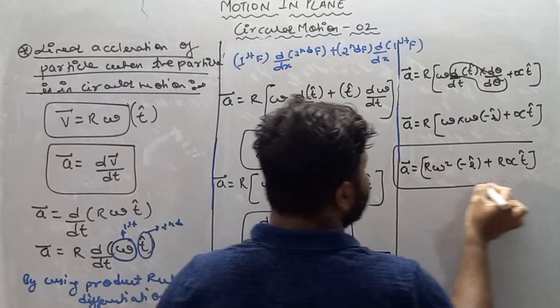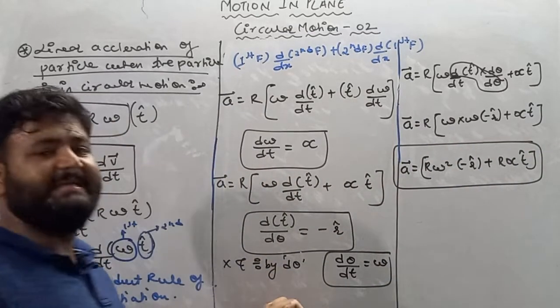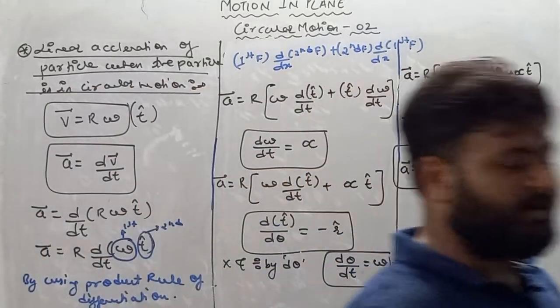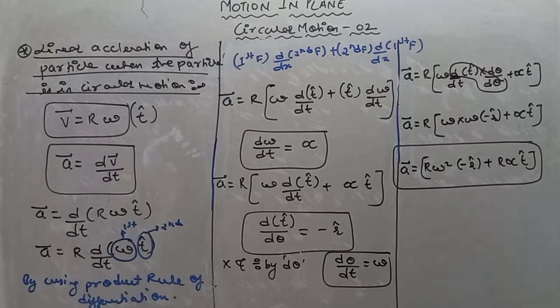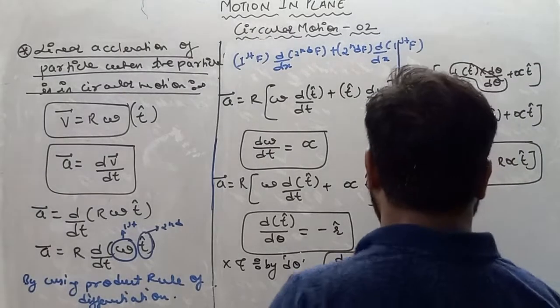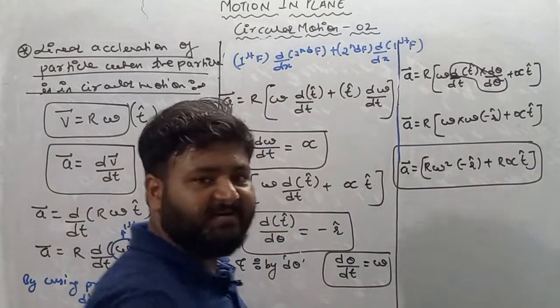This is the relation of linear acceleration if the particle is performing circular motion. I hope you are all getting the relation. a vector is equal to r omega square minus r cap plus r alpha t cap.